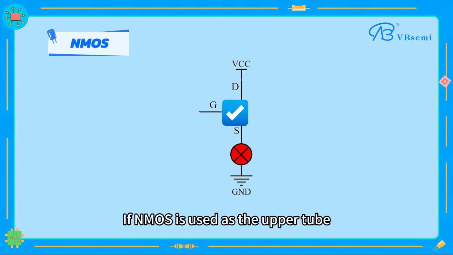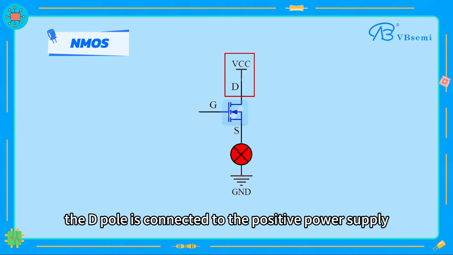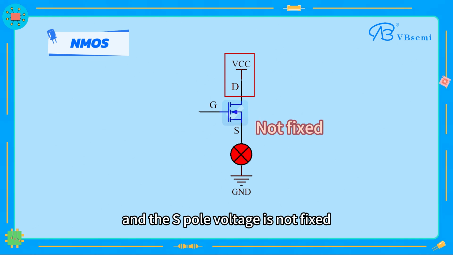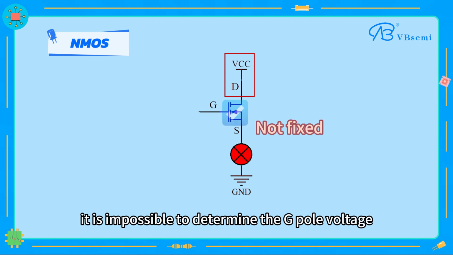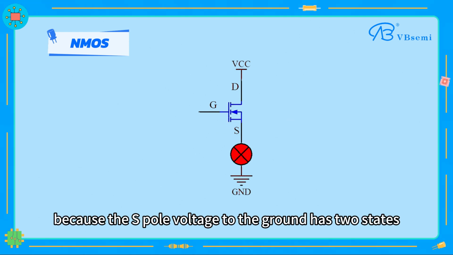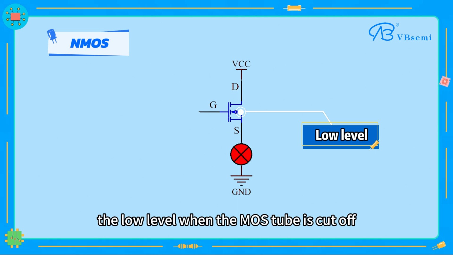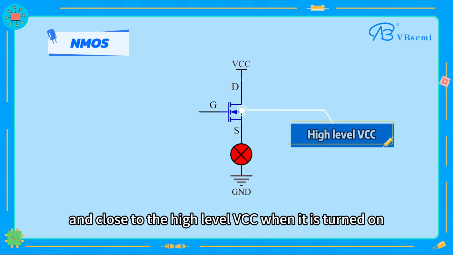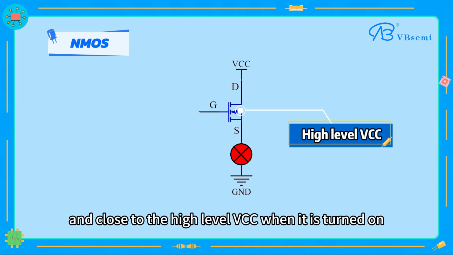If NMOS is used as the upper tube, the D pole is connected to the positive power supply, and the S pole voltage is not fixed. It is impossible to determine the G pole voltage that controls the NMOS conduction, because the S pole voltage to the ground has two states: the low level when the NMOS tube is cut off, and close to the high level VCC when it is turned on.